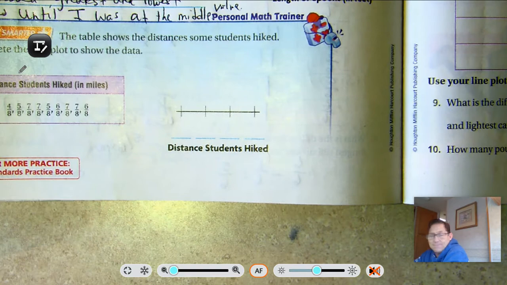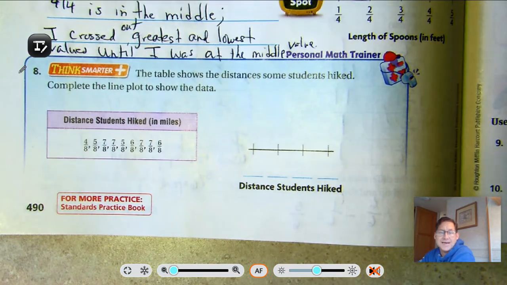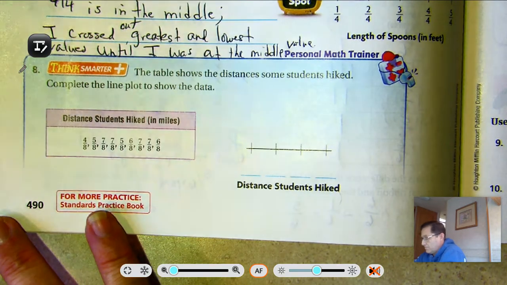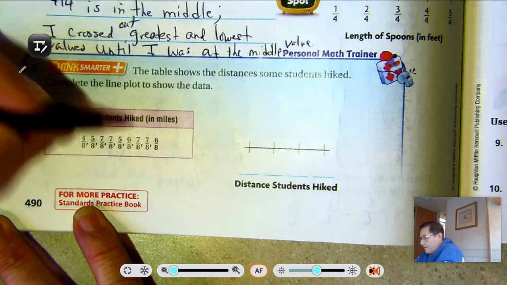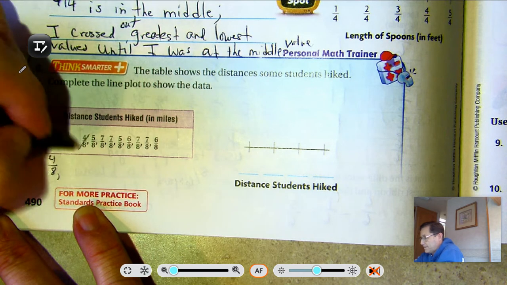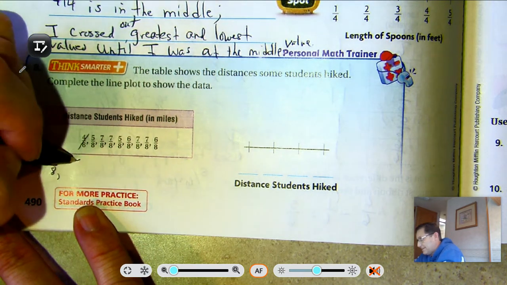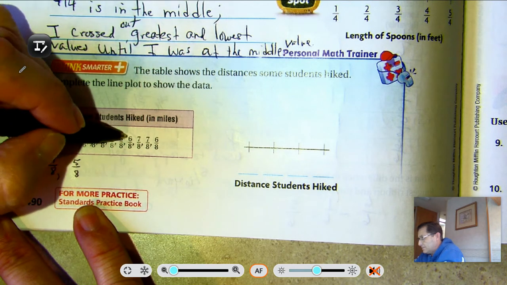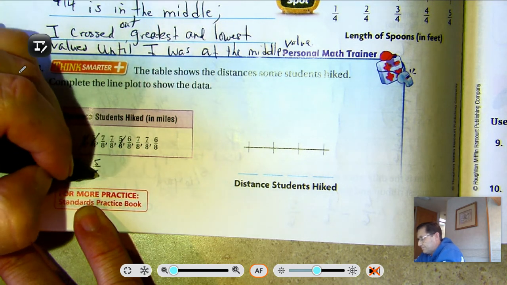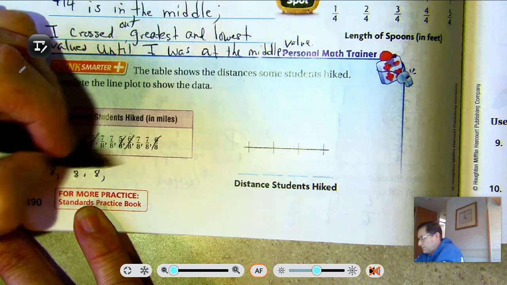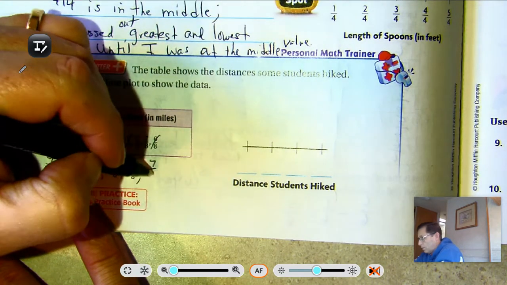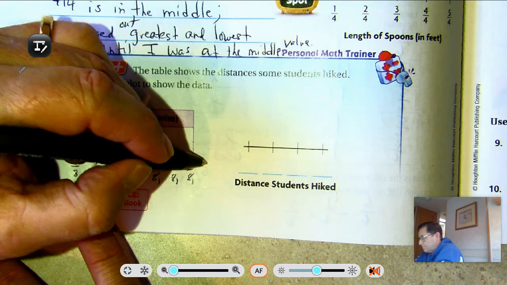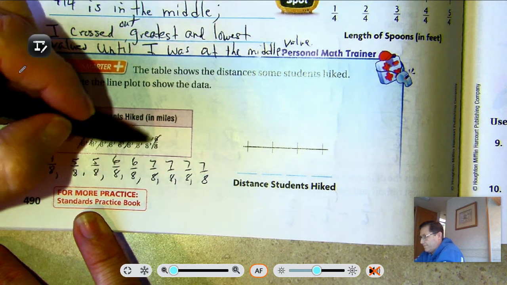Okay. And number 8. The table shows the distances some students hiked. Complete the line plot to show the data. So that's no different than what we've been doing. So let's put the numbers and fractions in order from least to greatest. 4/8 is our smallest. And I only see one of those. 5/8 is next. I see 1, 2, 5/8. Now 6/8. And I saw two of those. 7/8. 1, 2, 3, 4 of the 7/8.